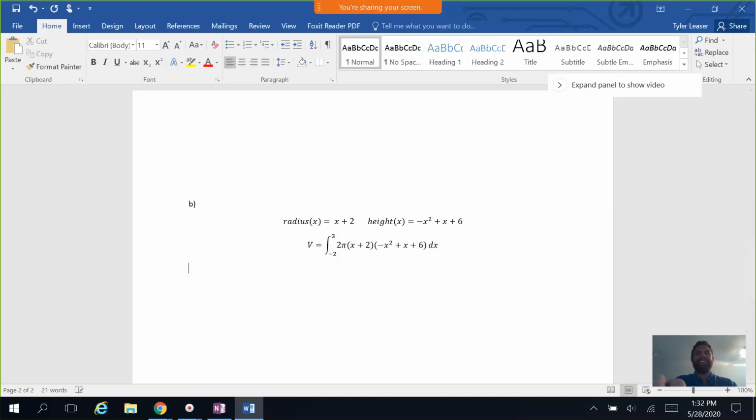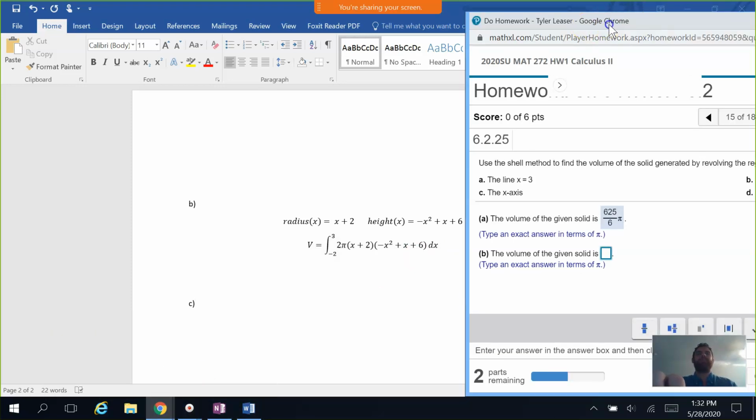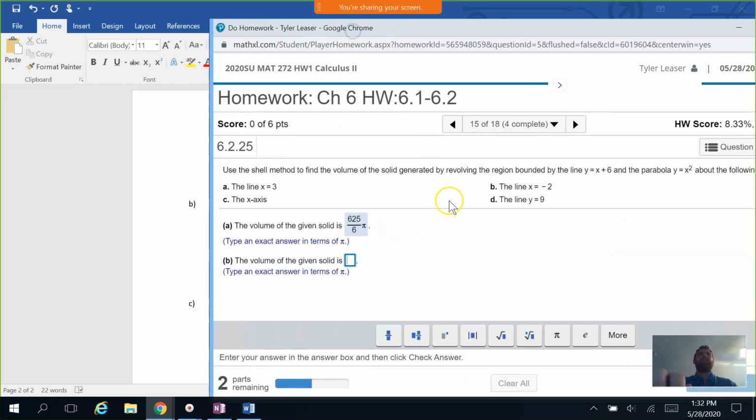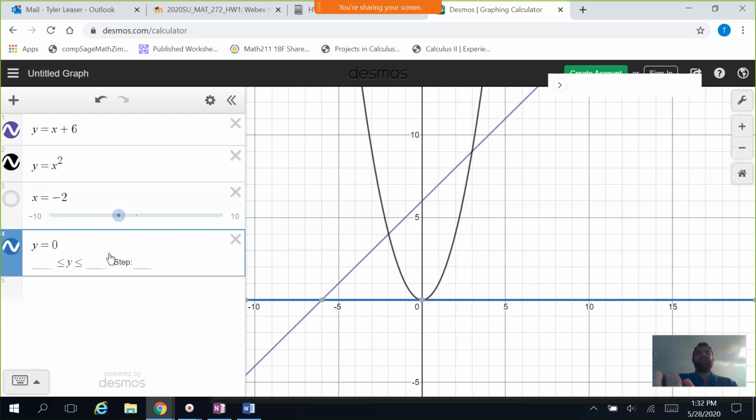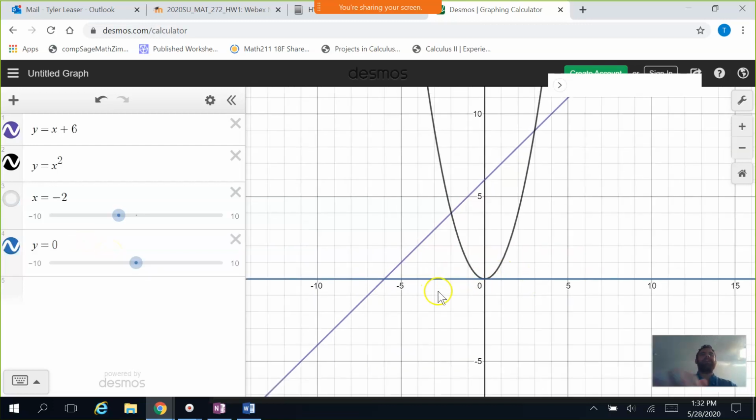Okay, great. Here you go, part C, because part C is going to be kind of weird. For part C, we're revolving it around the x-axis instead. So going back over to my graph, we're not doing x equals 2 anymore. We're doing the x-axis, y equals 0. So this blue line down here.